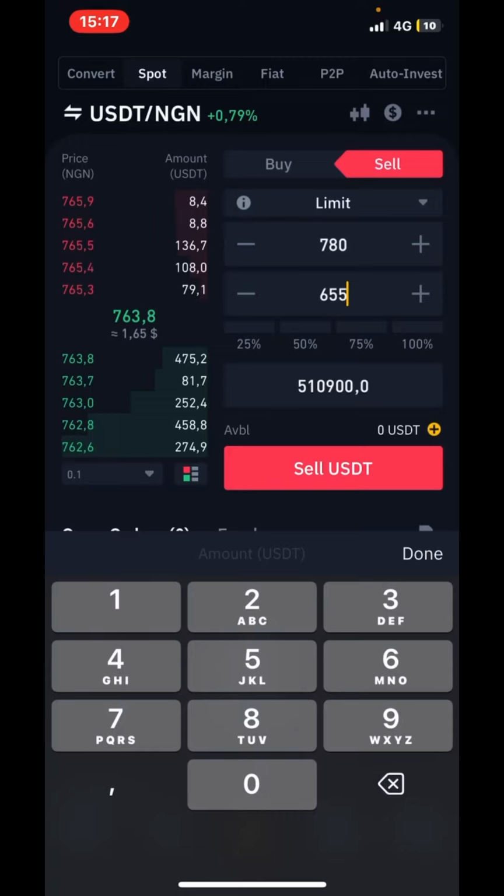So if you are in Nigeria, you know about the naira problem. So you know the naira can fluctuate, can go up, can go down at any time. So with this, selling at 780 is sure prediction. So that is how you can make this trade.